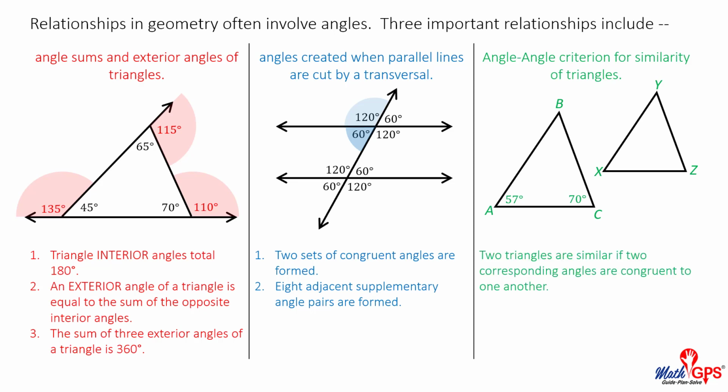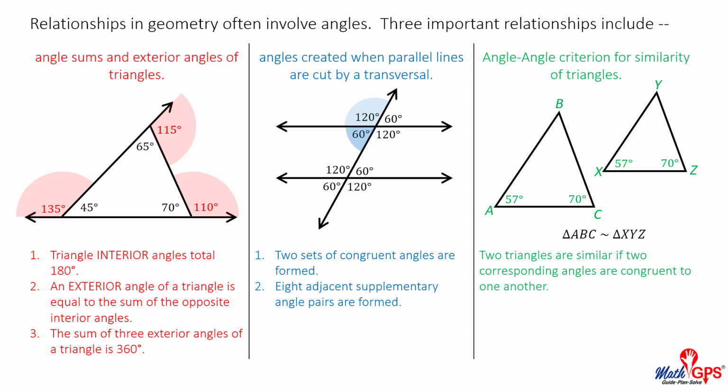Two triangles are similar if two corresponding angles are congruent to one another. So, if we measure angle X and angle Z, we can determine if these two triangles are similar. Angle X measures 57 degrees and angle Z measures 70 degrees. We can now say the two triangles are similar. Triangle ABC is similar to triangle XYZ.